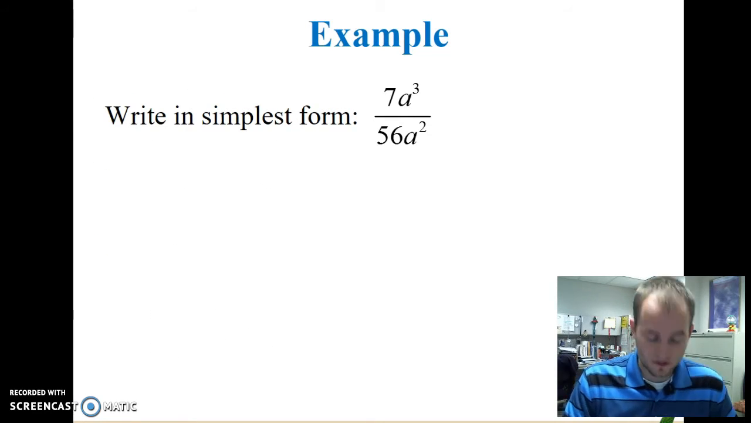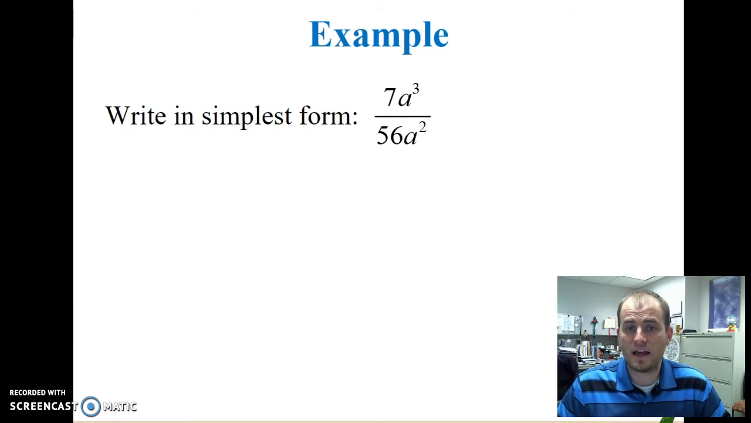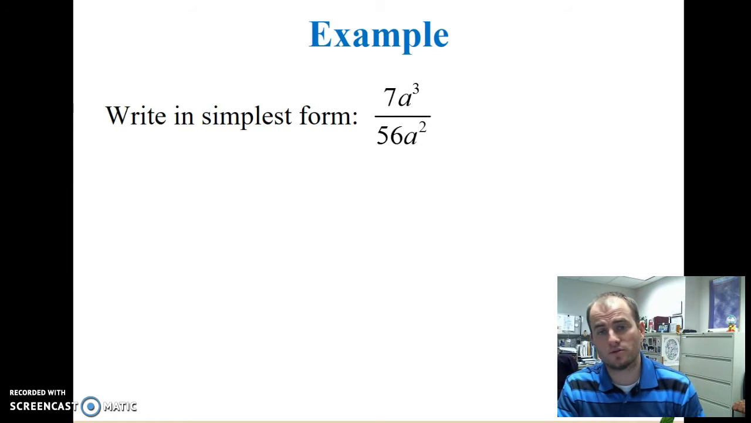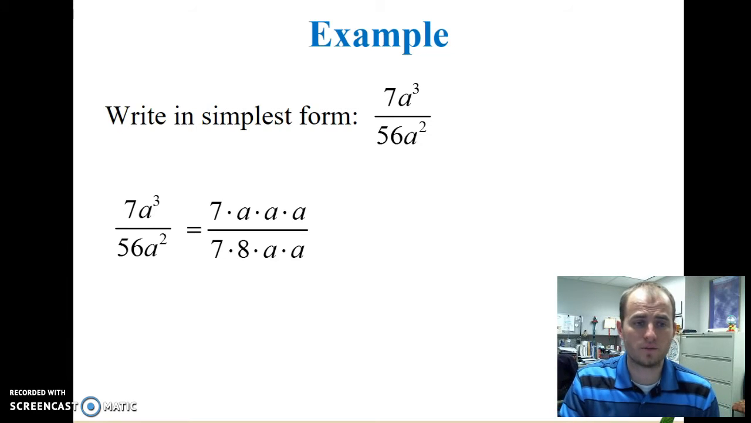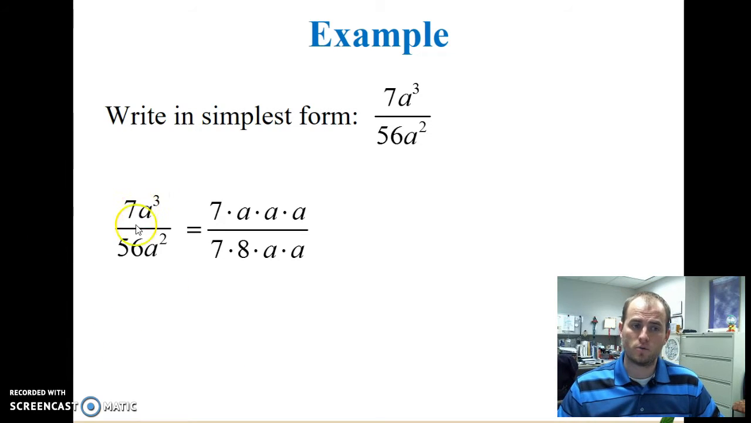Alright, it does get a little harder. This is letter G. 7a cubed over 56a squared. Now we have letters and numbers, variables and numbers. Okay, so first of all, I would start with the numbers. What goes into 7 and 56? Well, 7 goes into both, so you can reduce away a 7, and you'd be left with 7 goes into 7 one time, and 7 goes into 56 8 times.